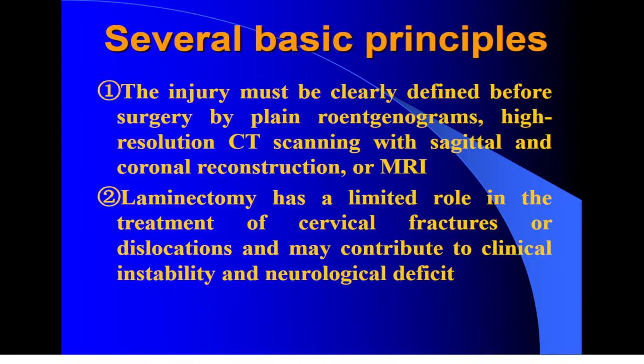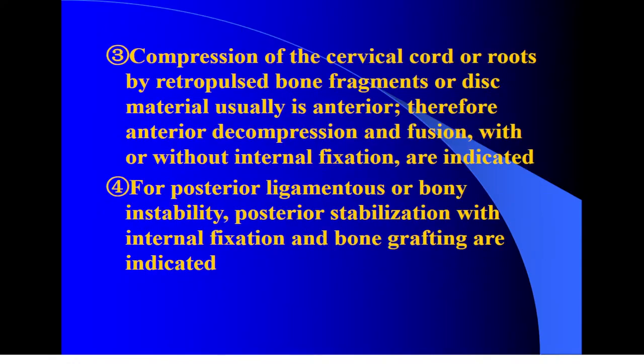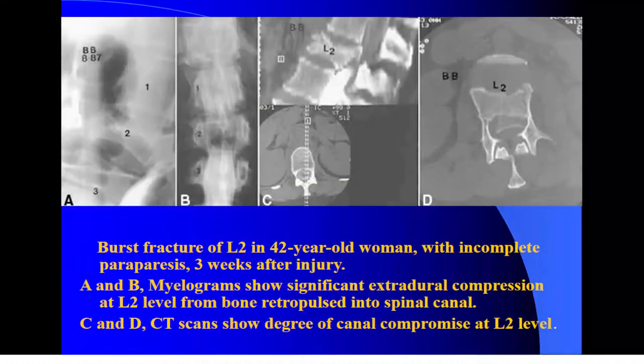A few basic principles. The injury must be clearly defined before surgery by plain X-ray examination, high-resolution CT scanning with sagittal and coronal reconstruction, or MRI. Laminectomy has a limited role in the treatment of cervical fractures or dislocations and may contribute to clinical instability and neurological deficit. Compression of the cervical cord or roots by retropulsed bone fragments or disc material usually is anterior. Therefore, anterior decompression and fusion with or without internal fixation are indicated. For posterior ligamentous or bone instability, posterior stabilization with internal fixation and bone grafting are indicated.